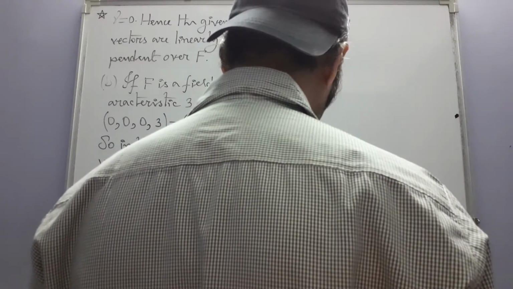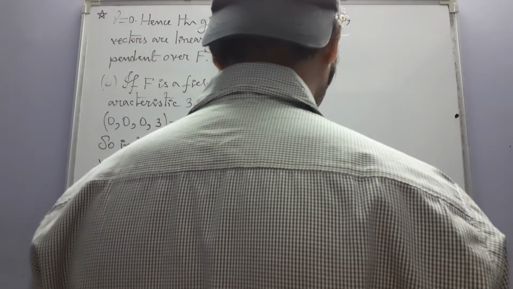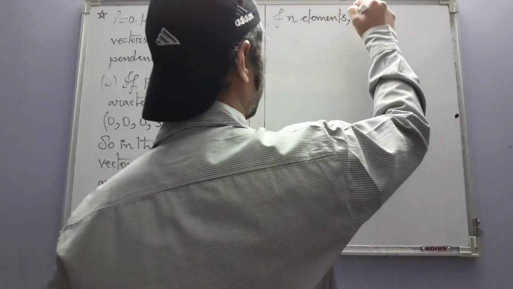Okay, so where was I? Okay, has n elements. Give a detailed proof that V is isomorphic to F^n.